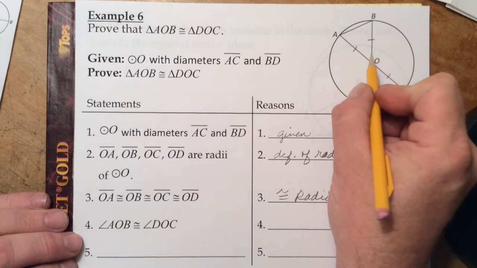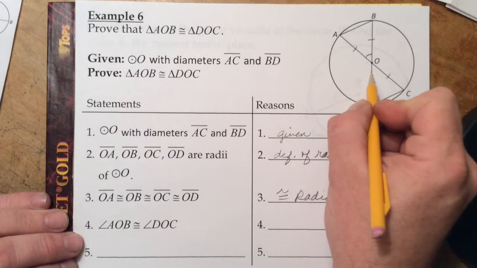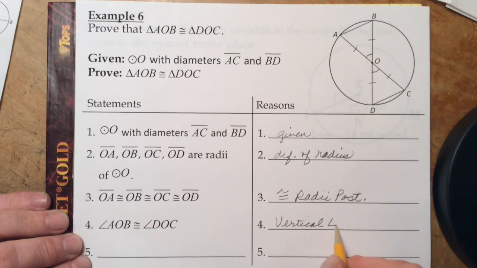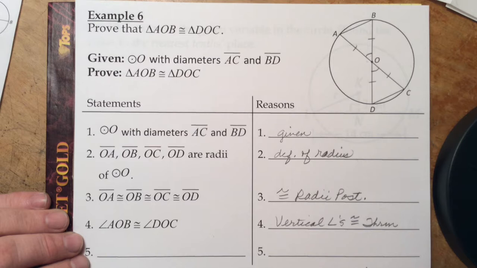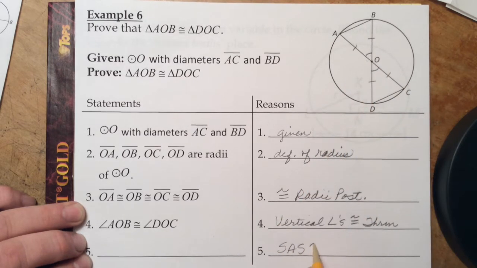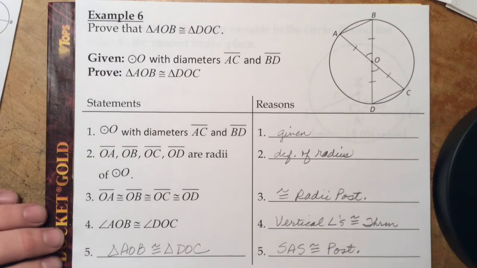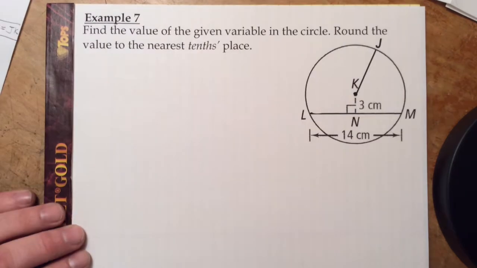Angle AOB is congruent to angle DOC by what? The vertical angles congruence theorem. Now we have enough, using the SAS congruence postulate, to state that triangle AOB is congruent to triangle DOC. And we have proved what we set out to.